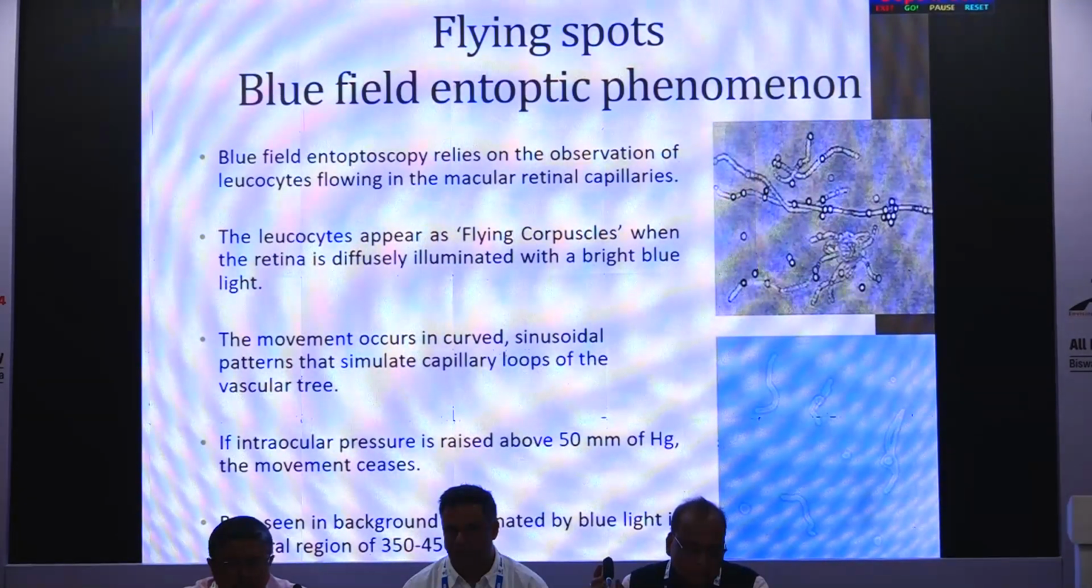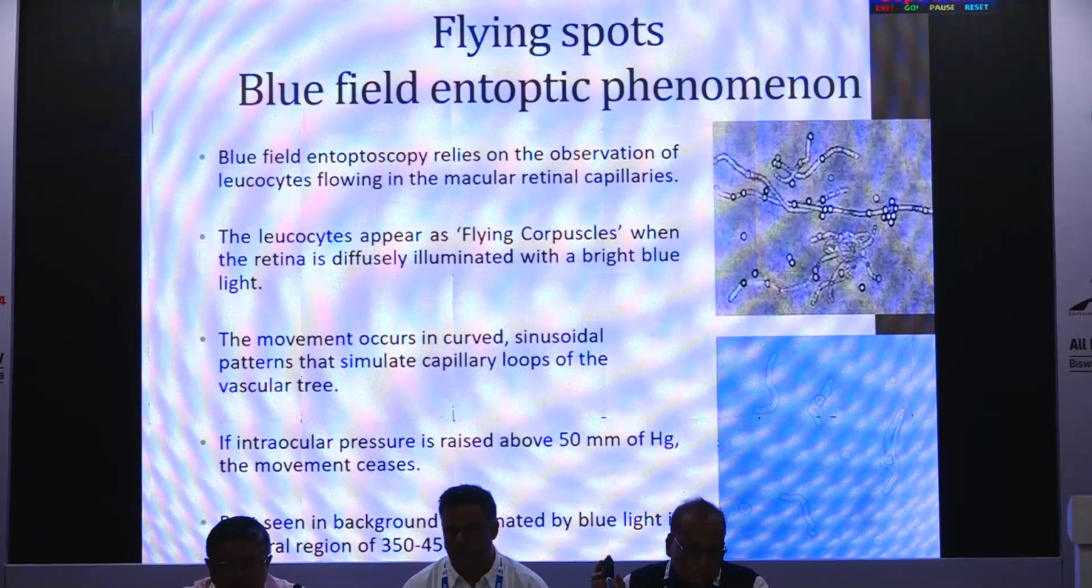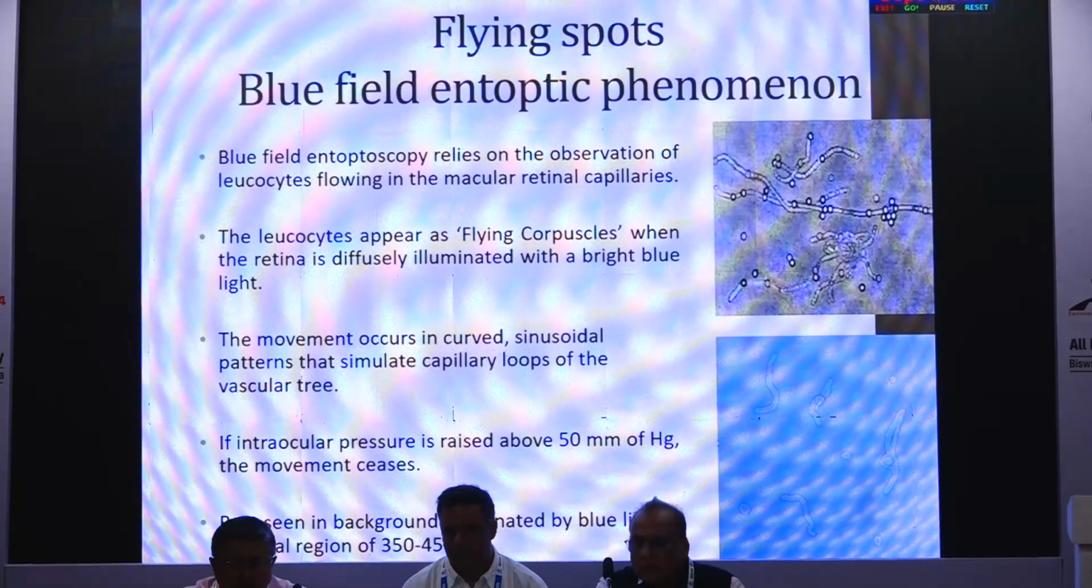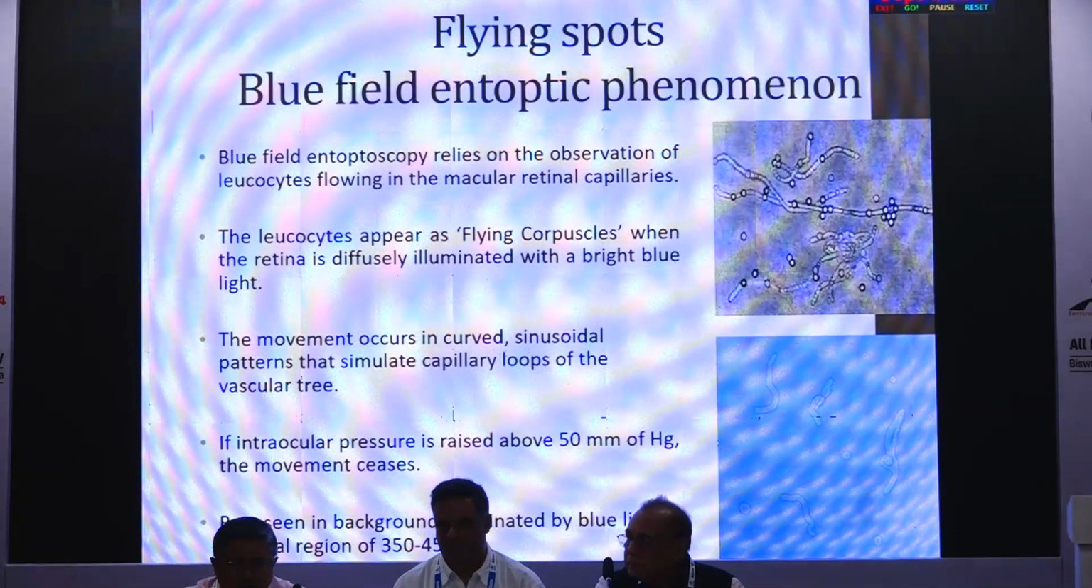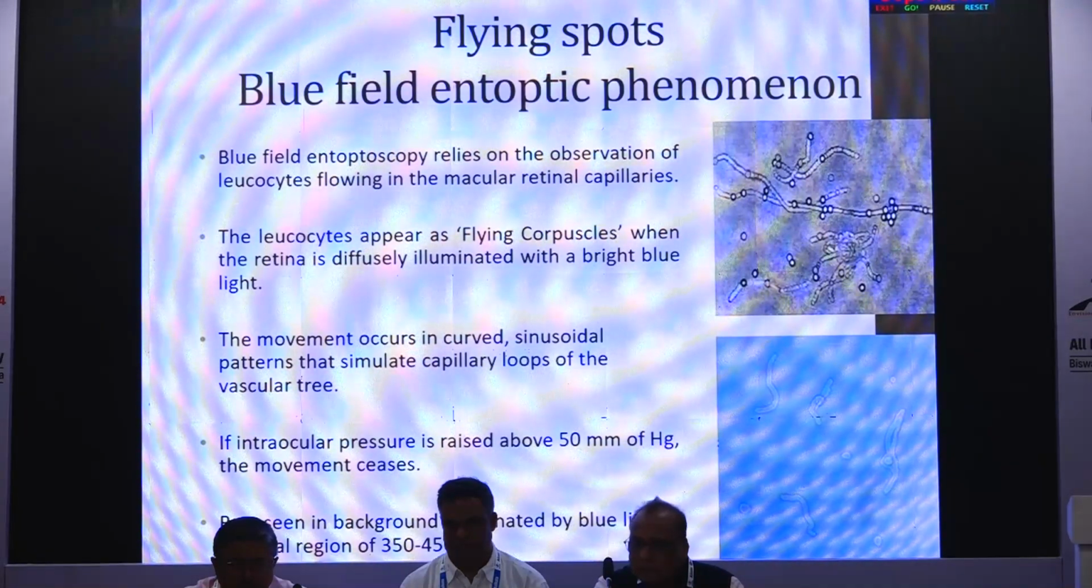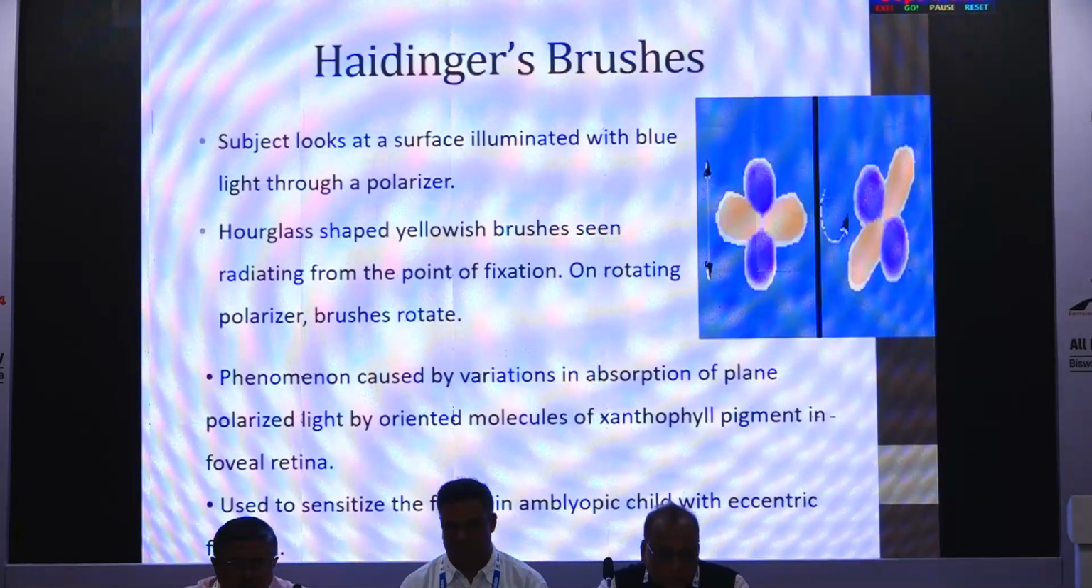Flying spots: these are the movement of the leukocytes, in curved sinusoidal patterns, as they stimulate the capillary loops of the vascular tree. Here the point to be noted is that if the intraocular pressure is above 50 mmHg, the movement ceases and then we can't see the flying spots. The background is illuminated by blue light in the spectral region of 350 to 450 nanometers.